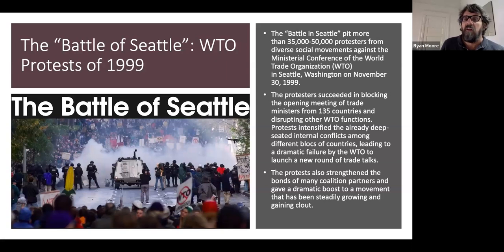The protests intensified the already deep-seated internal conflicts among different blocs of countries, leading to a dramatic failure by the WTO to launch a new round of trade talks. The protests also strengthened the bonds of many coalition partners and gave a dramatic boost to a movement that had been steadily growing and gaining clout. So this is another kind of momentum builder in this movement that has been building over the last 5 years or so. And it was very effective, at least insofar as they were able to shut these meetings down, at least temporarily. And it became, as you see in the slide, a real battle that erupted in the streets of Seattle.